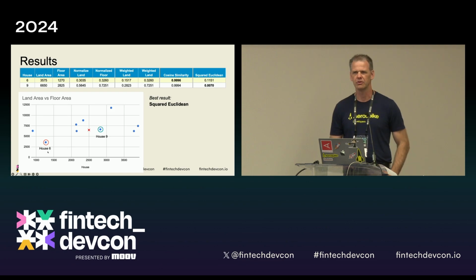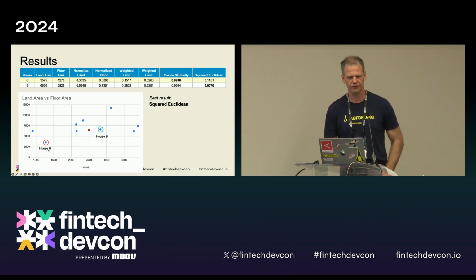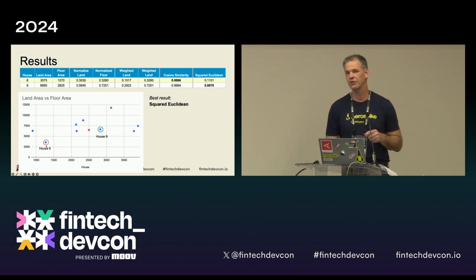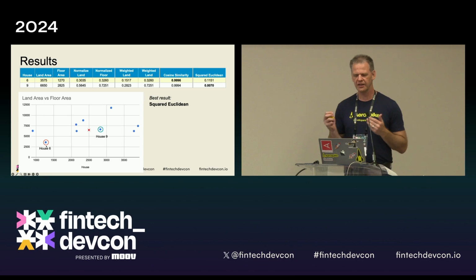House 6 is terrible. It's absolutely woeful. It's got tiny land and tiny floor area. But the cosine similarity said it was best. So in this case, we wouldn't want to pick the cosine similarity, we'd pick the squared Euclidean. If you remember, I said squared Euclidean was good for low dimensional spaces. We don't get smaller than 2 dimensions, so we expected that in this case.